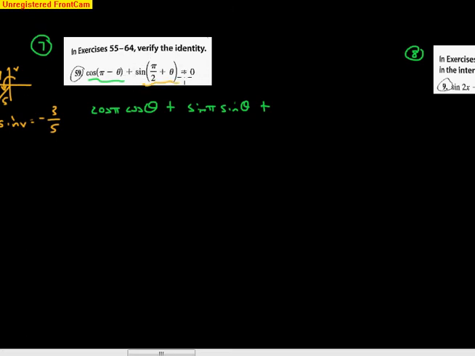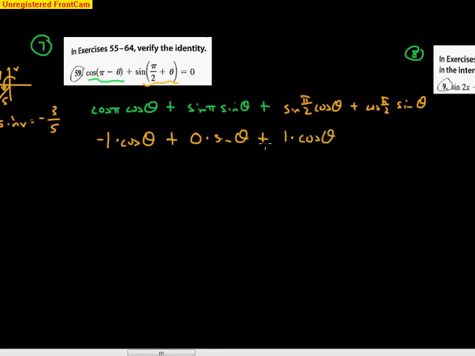But because of the plus sign, I don't have to worry about it. Okay? And now we're going to expand the sine formula. Sine of pi over 2, cosine of theta, plus cosine of pi over 2, sine of theta. And now we have some values that we can plug in. I know what the cosine of pi is. The cosine of pi is negative 1. Negative 1 times the cosine of theta plus. I know what the sine of pi is. It's 0. 0 times sine of theta plus. I know what the sine of pi over 2 is. It's 1 times cosine of theta plus. I know what the cosine of pi over 2 is. It's 0 times sine of theta.